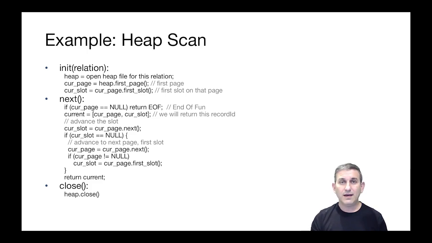When the parent calls next on the heap scan, it works like this. If the current page is null, well, that means we're at the end of file and we return EOF, end of file. Otherwise, we set the current to be the pair cur page, cur slot. That's a record ID, a page ID and a slot ID. Okay, so we're going to save that in current, and that's what we're going to return.